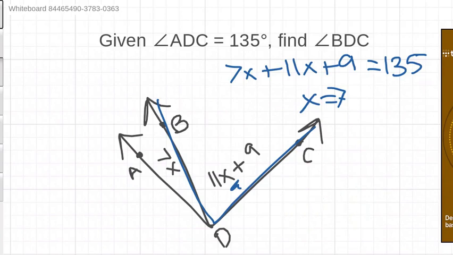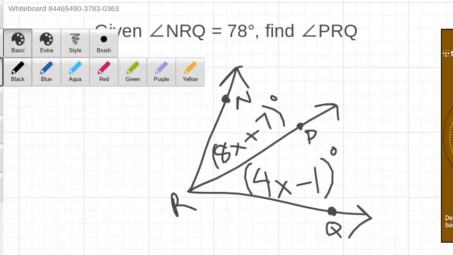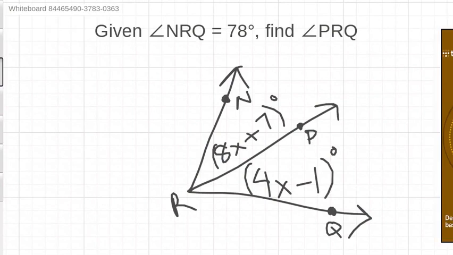So our value for BDC, angle BDC, is equal to 86 degrees. Alright, given NRQ equals 78 degrees, find angle PRQ.